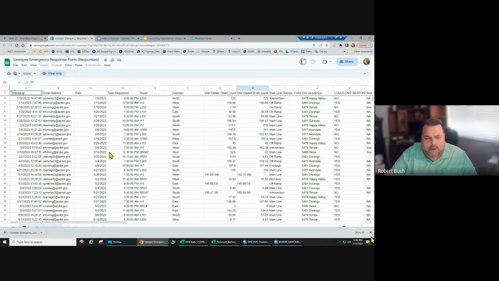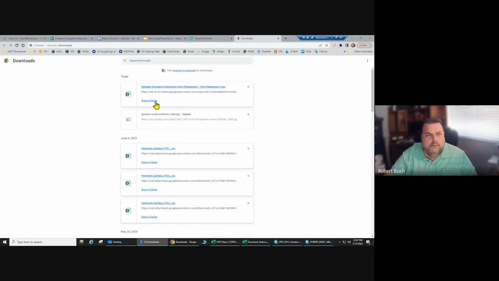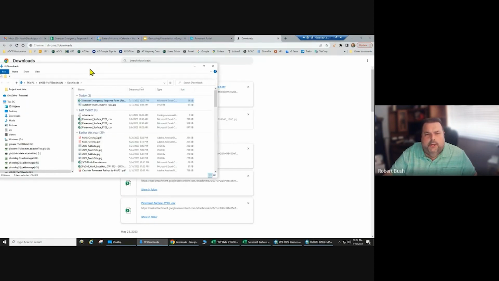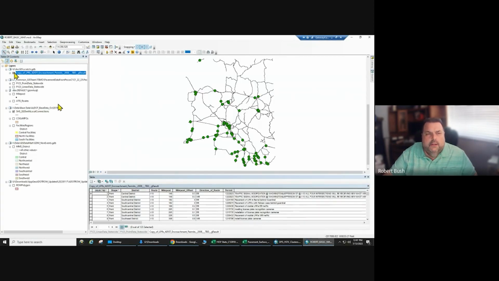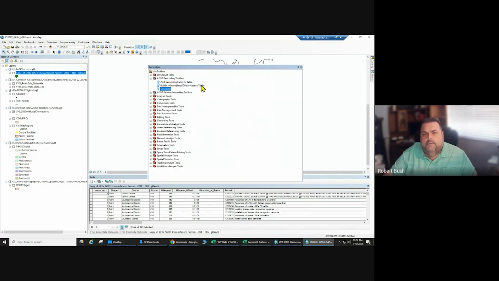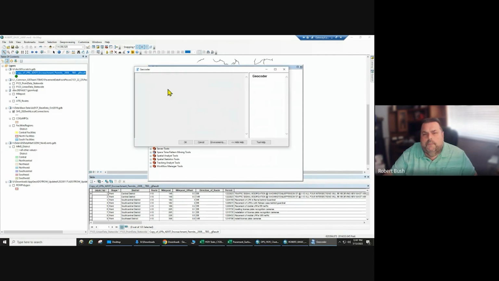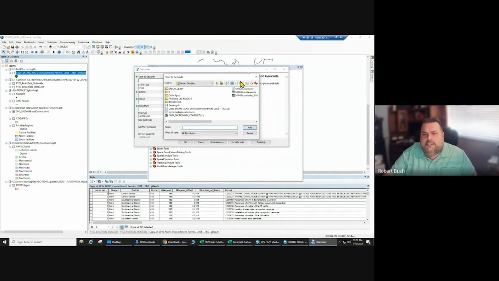And where did it send it to? Let's see. Okay, that sent it to my download folder. It's on my other screen here. Let me bring it over. So you see the sweeper emergency response form, and its responses in there, and that's the CSV. I'm going to move this back over. We're now going to go back here, come up here, open up the geocoder, and we're going to try to find that table.